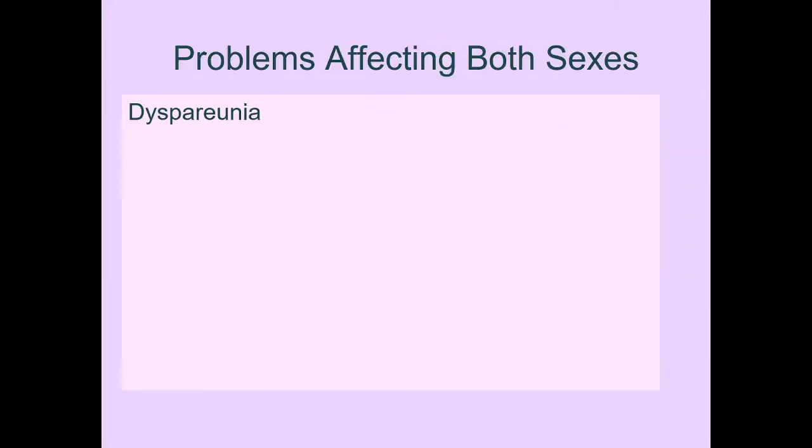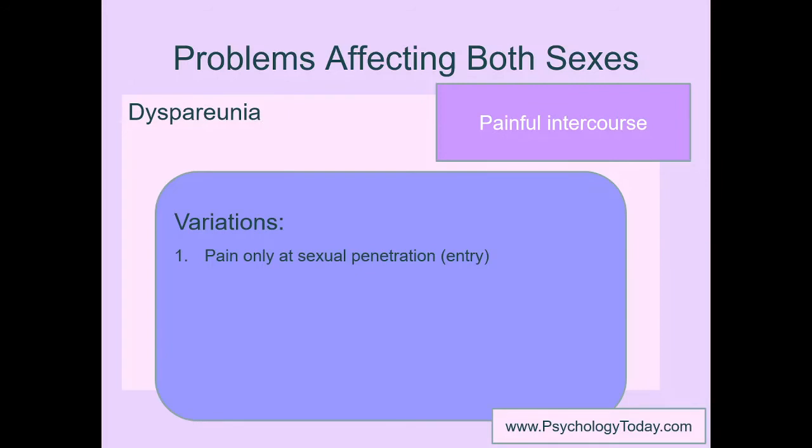All right. This is our last disorder. Hardest one to pronounce, dyspareunia. Yeah, it means painful intercourse. It could be that it hurts just during penetration. It could be that every time anything penetrates the vagina, it hurts, even a tampon.